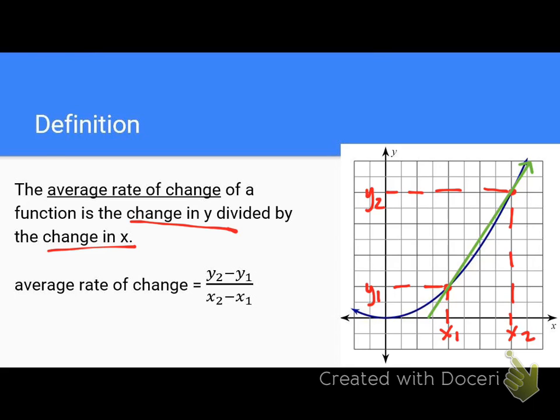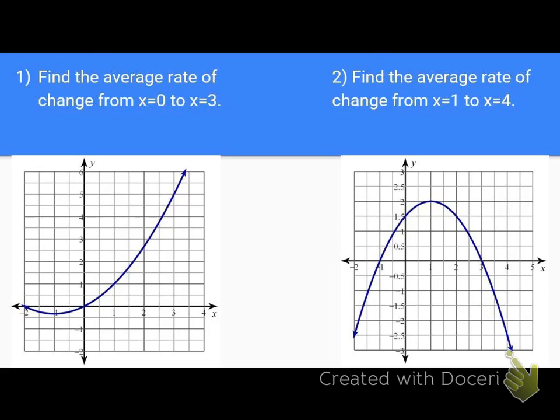All right, so moving on, our first 2 examples are here. In this first example, it's asking us to find the average rate of change from x equals 0 to x equals 3. So I look at the graph and ask, what's my point when x equals 0? That's right here, which is the point (0, 0). Now I have my x1 and y1. Then I'm looking at the point when x equals 3. At x equals 3, I'm at this point, which is (3, 5).